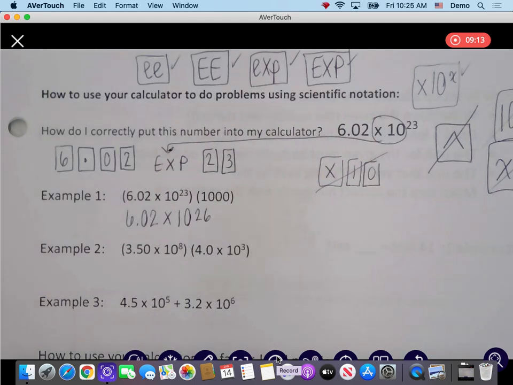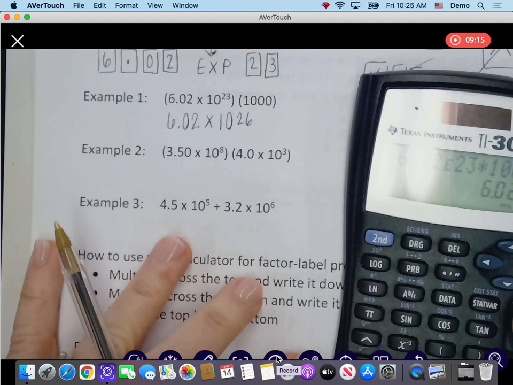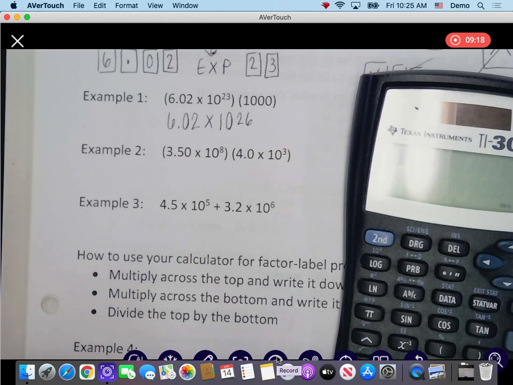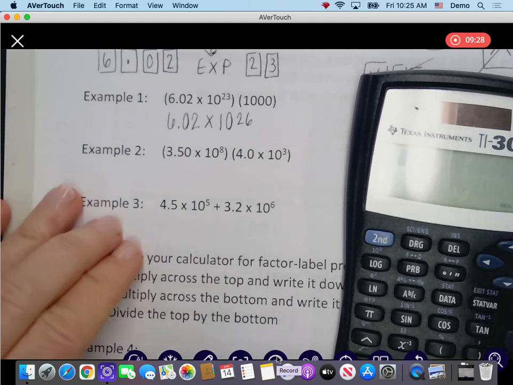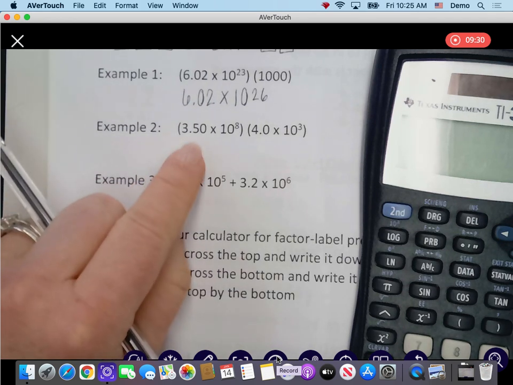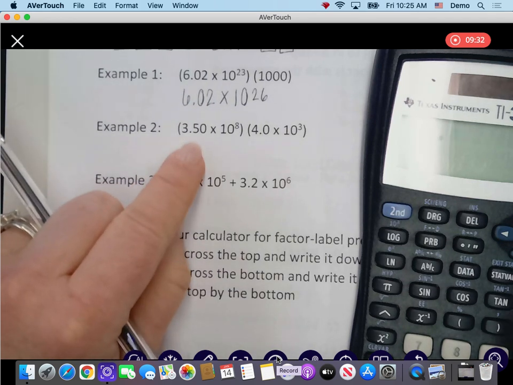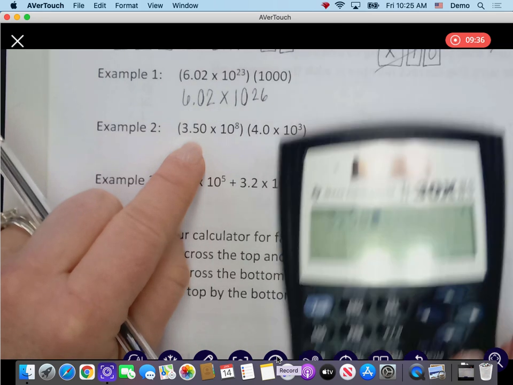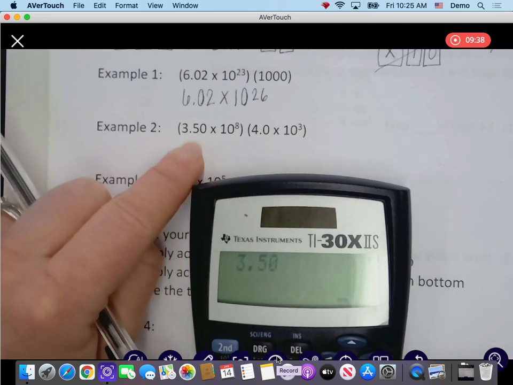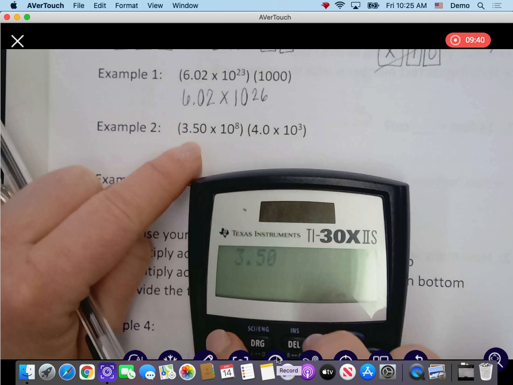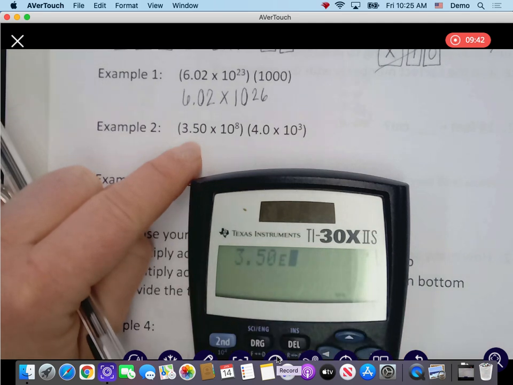Clear your calculators out. It is essential that you are very comfortable putting these numbers in because you will do this every single day of your chemistry life, okay? And knowing how to do it is going to make your life easier. So let's put in 3.50 times 10 to the 8th.